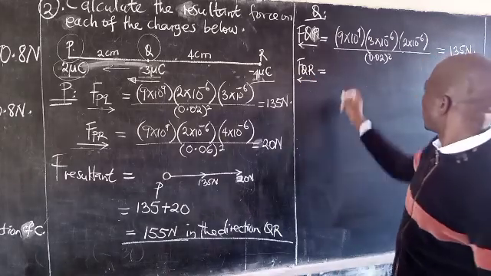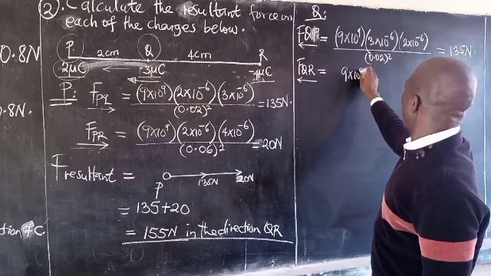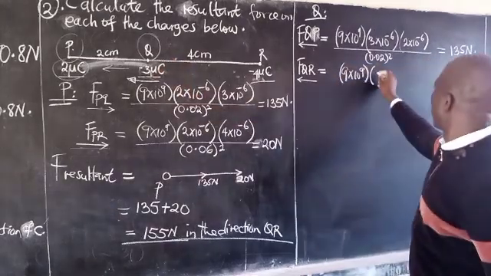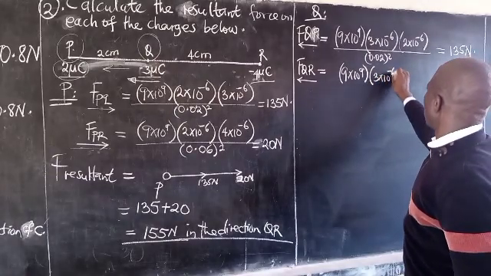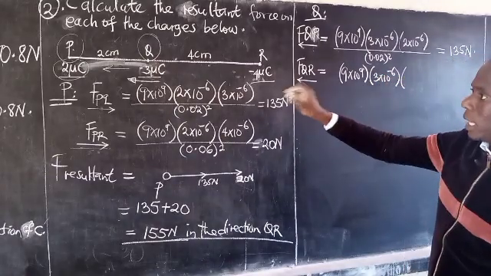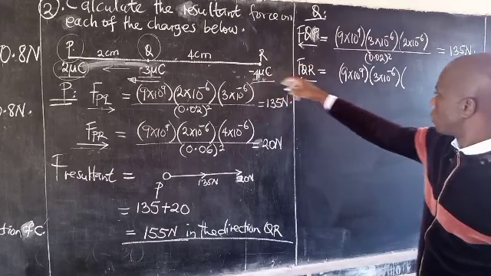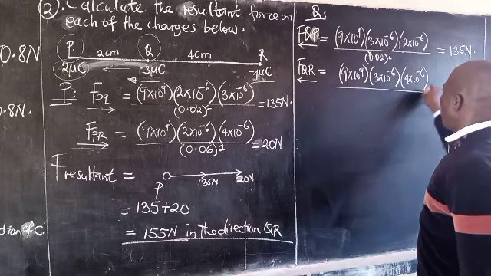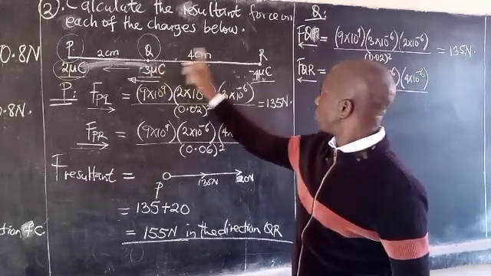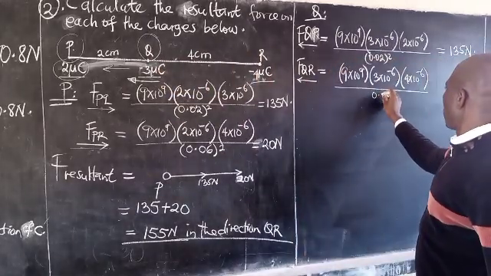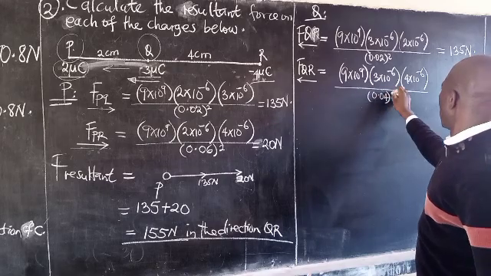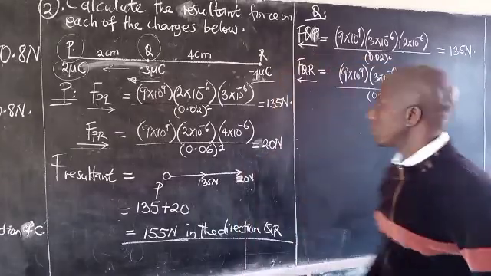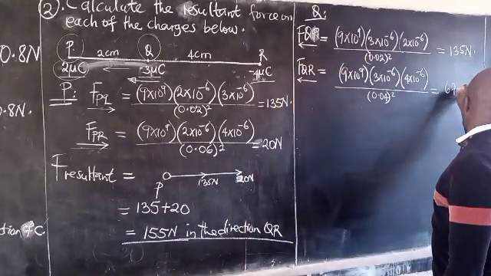Then the magnitude, 9 exponent 9. Then, of course, the charge itself, 3 exponent negative 6. Then this is 4 exponent negative 6. Then the distance between this and this is 0.04 squared. And when you work out that force, I'm supposed to get 67.5 newtons.